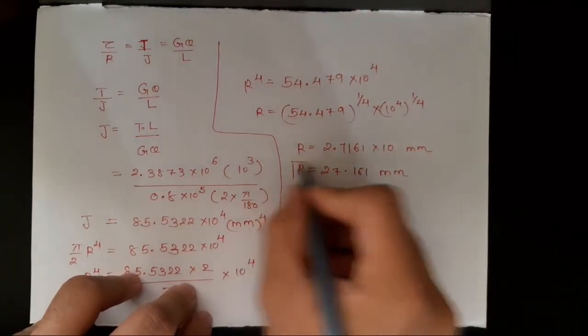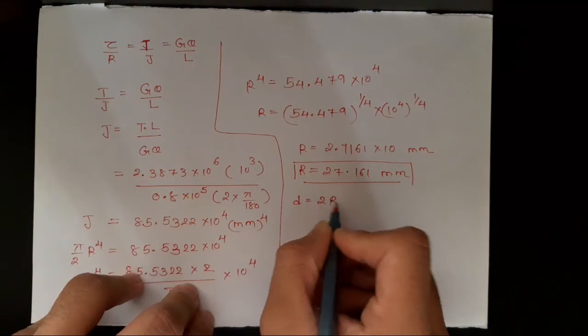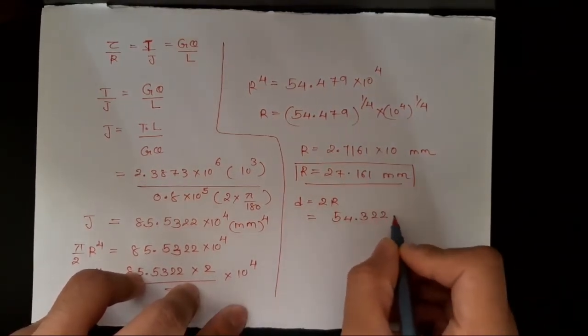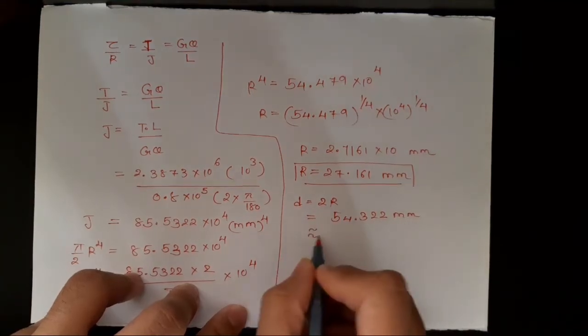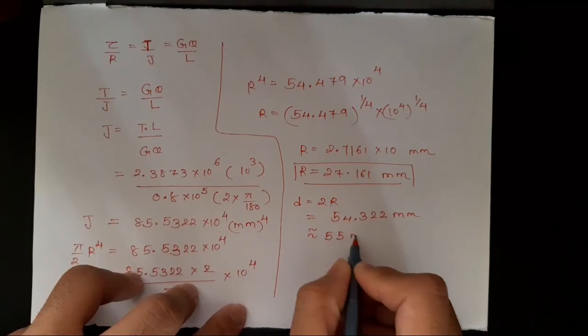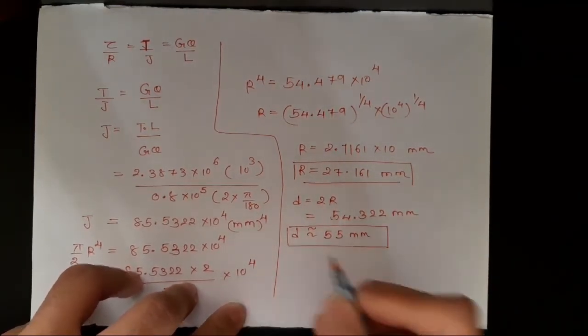So this is the radius of the solid shaft. The diameter of the solid shaft d equals 2 into radius, so it is 54.322 mm, which is taken as 55 mm. So this is the diameter of the solid shaft.